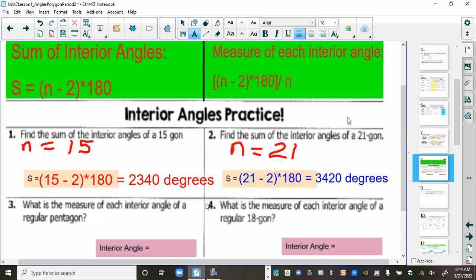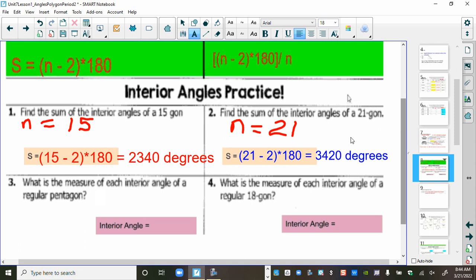All right, now the next one's going to be a little more work because unlike these two, you're going to do almost the same thing, but then you're going to have to divide by the number of sides, because we want the measure of each interior angle. In this case, the first one is a pentagon. How many sides are in a pentagon? 5.